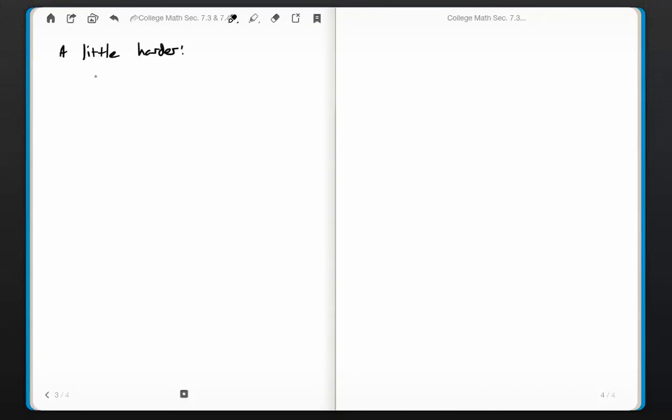So let's take a look at this one. -4. Oh boy, negative numbers. Times the quantity -3x plus 1 equals 8. Well, how do I approach this? I've got a negative number times some stuff in the parentheses. Well, the same rules apply. We still have to distribute.